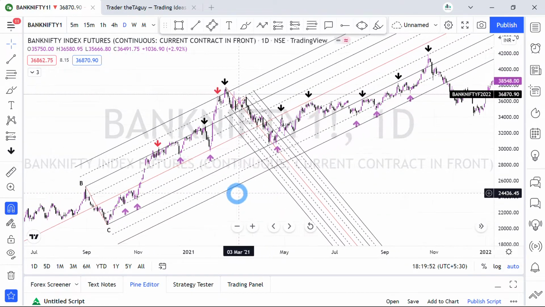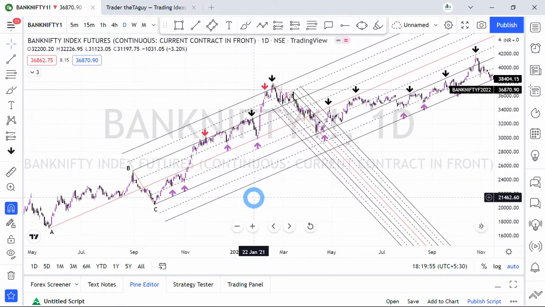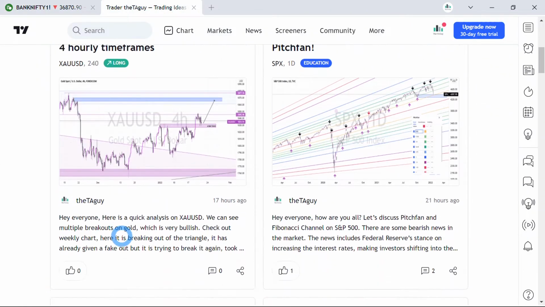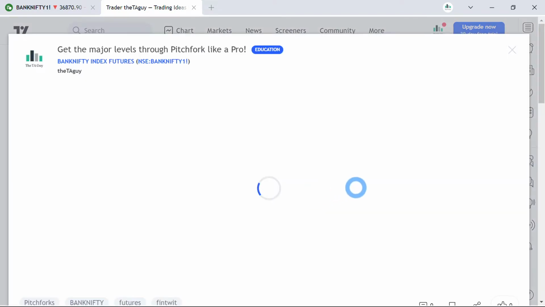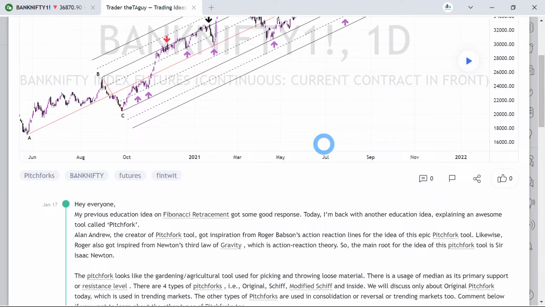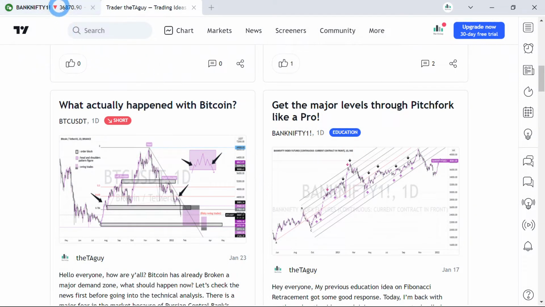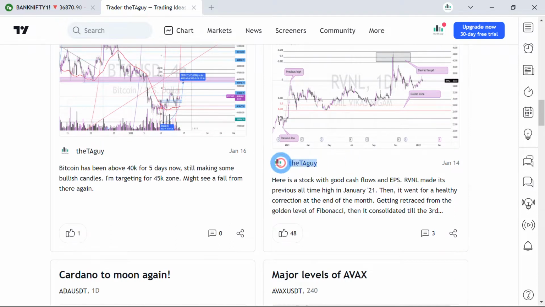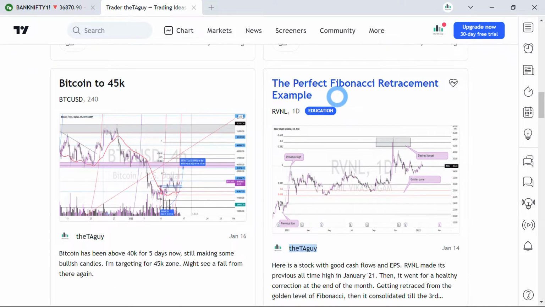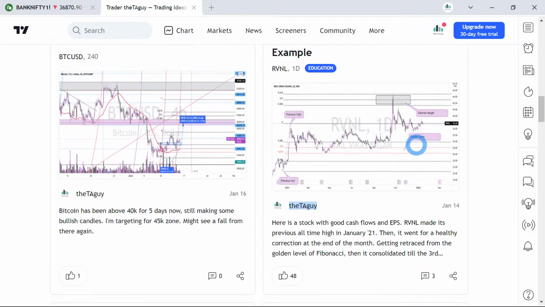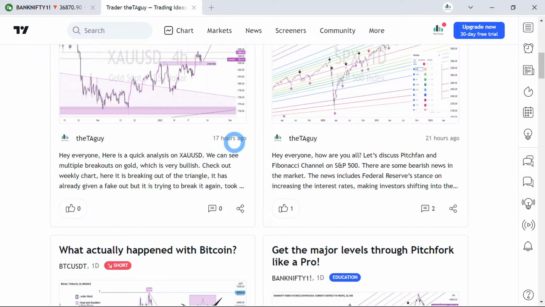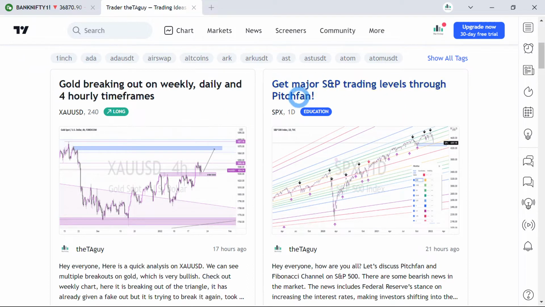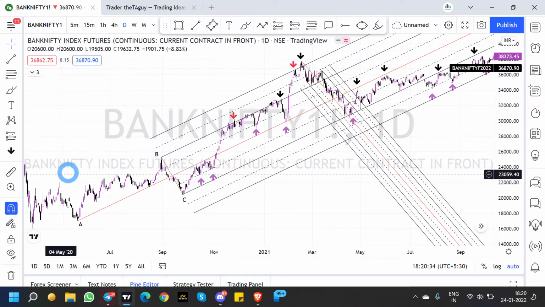So this is a Bank Nifty daily chart, Bank Nifty Futures, and I have posted this idea on TradingView. Here it is. You can see. Let's make this from the beginning. And you can check other ideas too. This idea got featured in the editor specs column on TradingView, so do check it out and check these other ideas too about the pitch fan. Pitch fan will be the next video, but today we'll focus on pitchfork only.